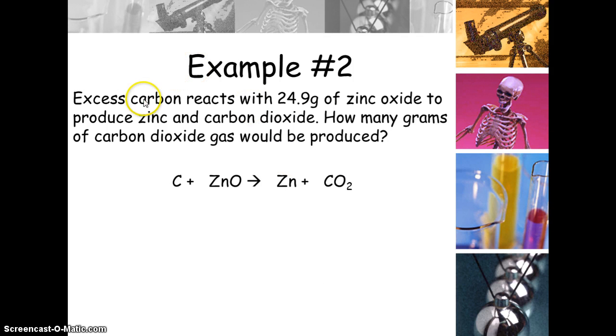Next up, reading this, we say excess carbon, meaning there's enough. Carbon is going to react with 29.4 grams of zinc oxide, and it's going to produce zinc and carbon dioxide. And we want to know how many grams of carbon dioxide gas this is going to produce. So the first step is to balance this equation. As I'm doing this, you can pause, balance this equation, and then check your work. To balance this equation, we're going to need 2 zinc oxides and 2 zincs. So now we've got a balanced equation.